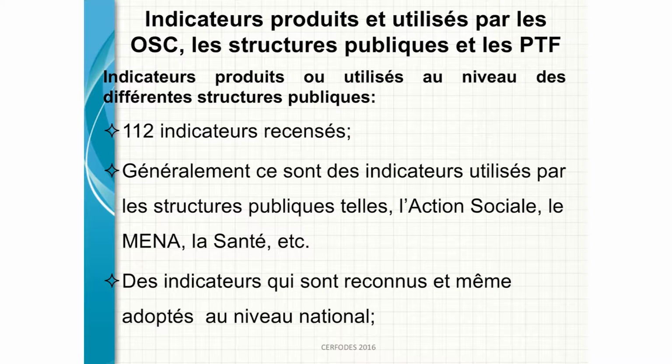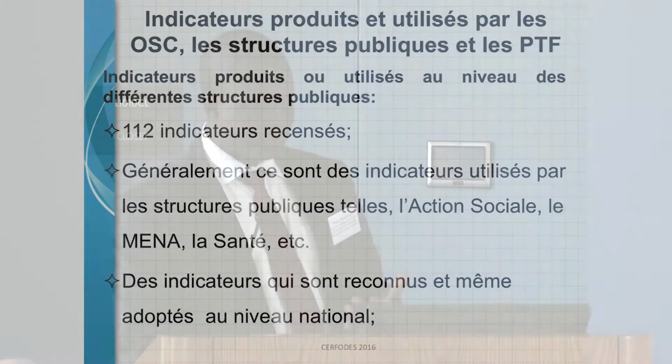And the indicators produced and used by CSOs, public institutes, and PTFs. So the indicators used by different public structures: we have 112 indicators identified. These are indicators used by public structures such as social welfare, education, and health. So these are the indicators that public ministries use, and they are officially recognized and adopted by national policymakers.